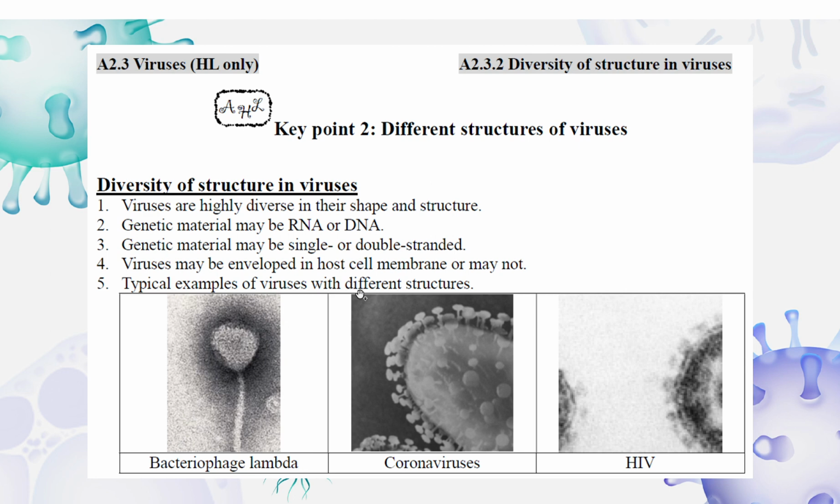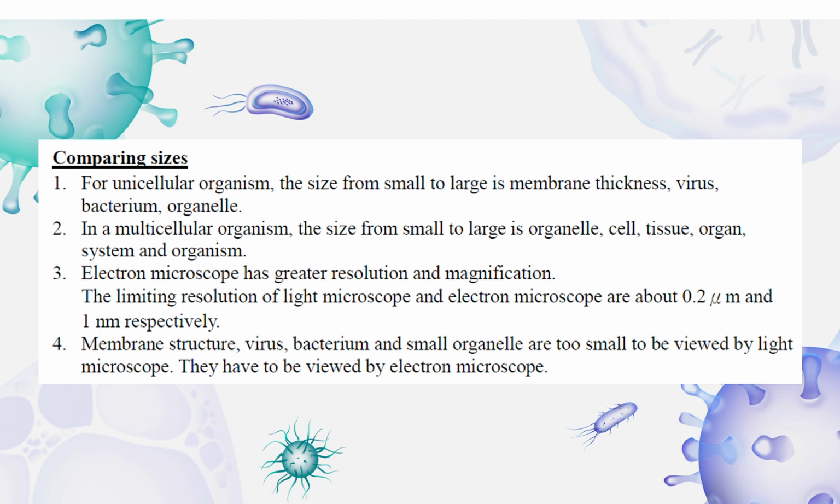Typical examples of viruses with different structures below are bacteriophage lambda, coronavirus, and HIV. They are completely different in shape under the electron microscope. Now we compare sizes. For a unicellular organism, from small to large, the cell membrane is the smallest, then the virus is the second smallest, then the bacterium, and then the organelle. In a multicellular organism, the size from small to large is organelle, cell, tissue, organ, system, and organism. So much more complicated structures.